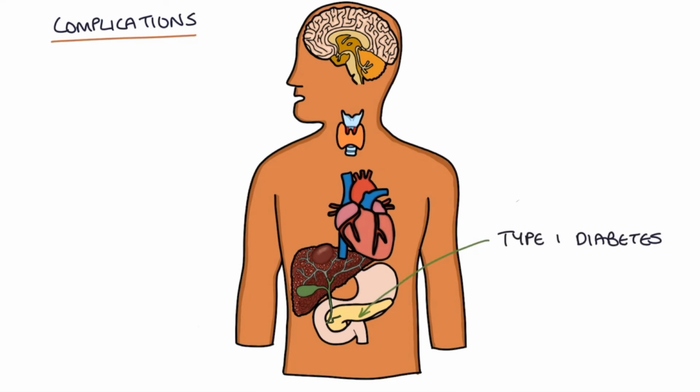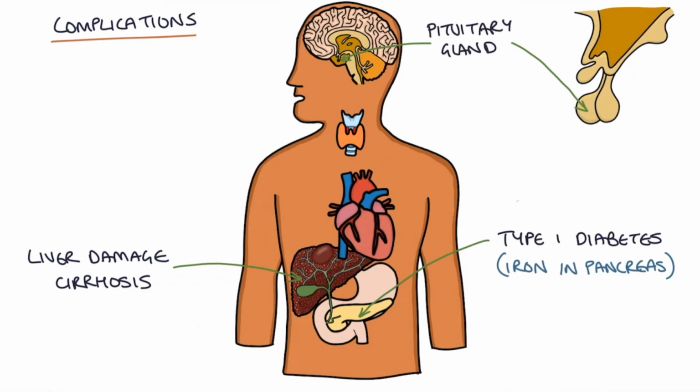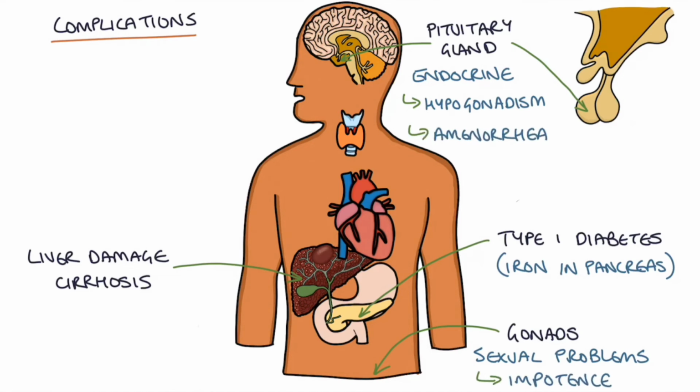It can cause type 1 diabetes because the iron deposits and affects the functioning of the pancreas. It can cause liver damage and cirrhosis and all of the complications of cirrhosis. The iron can be deposited in the pituitary glands and in the gonads, and this leads to endocrine and sexual problems such as hypogonadism, where the gonads don't produce testosterone or estrogen. It can cause impotence, amenorrhea, where the periods stop in women, and infertility.